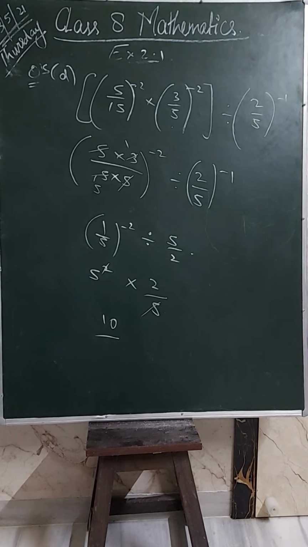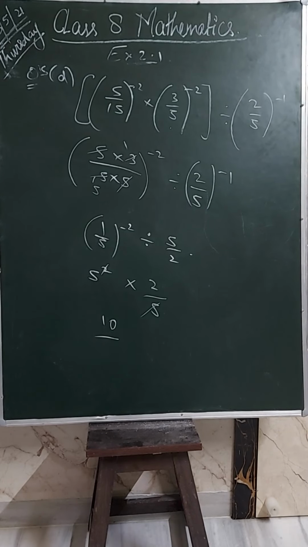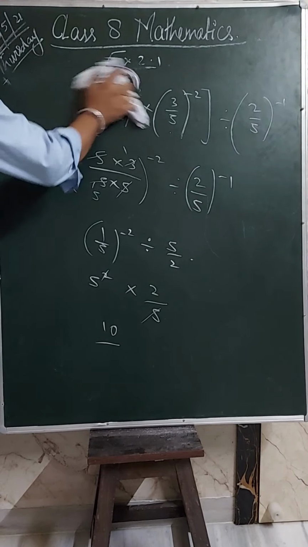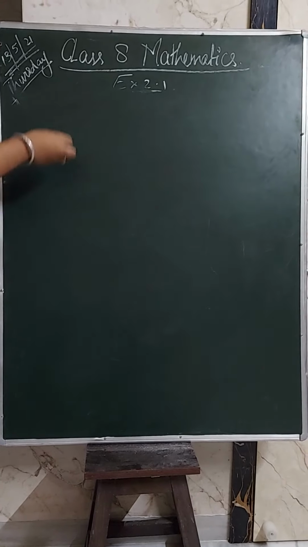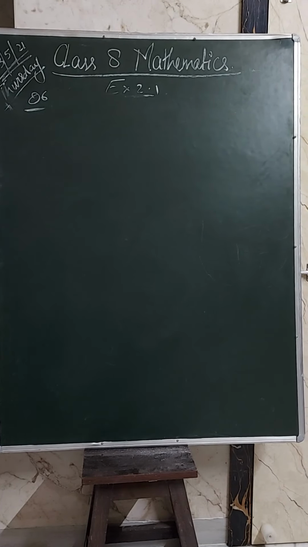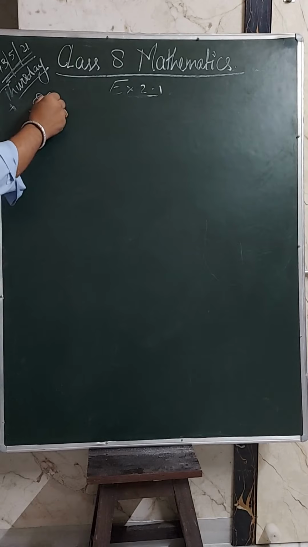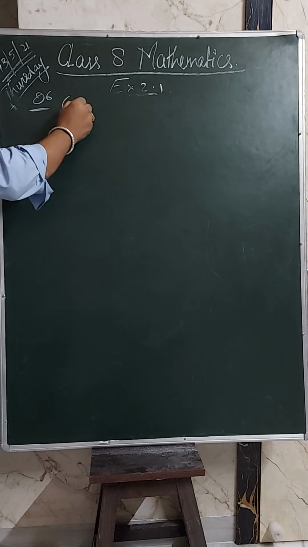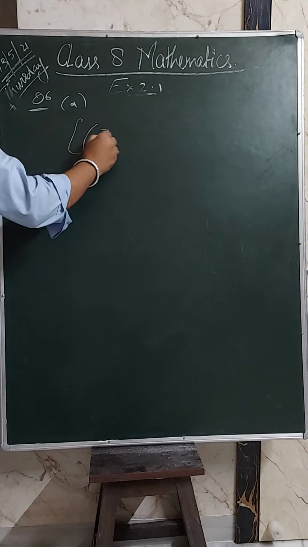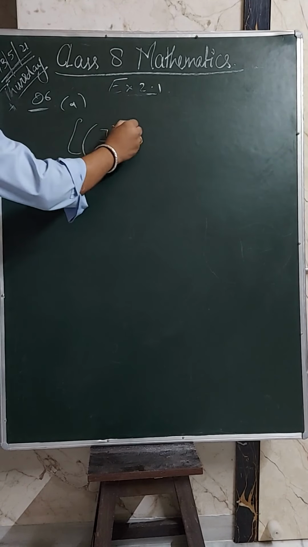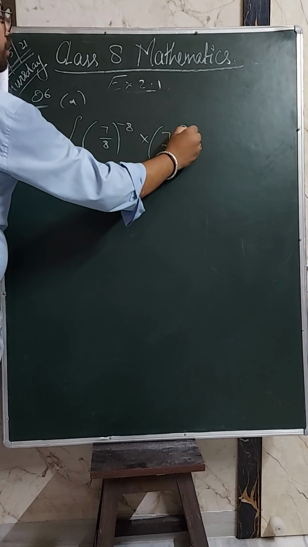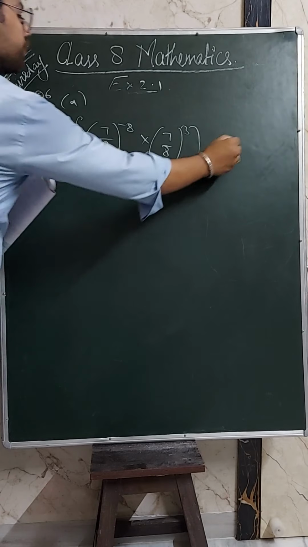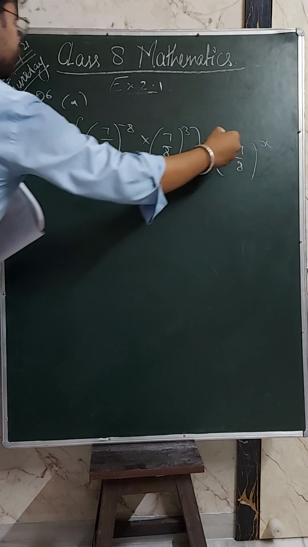Now question number 6th, 7th and 8th, 3 are left. In the 6th we have to find the value of x. There are 2 parts only in the 6th. Sixth question, A part, that is given 7 upon 8 minus 8 multiplied by 7 upon 8 power 3 is equal to 7 upon 8 power x. Find the value of x.